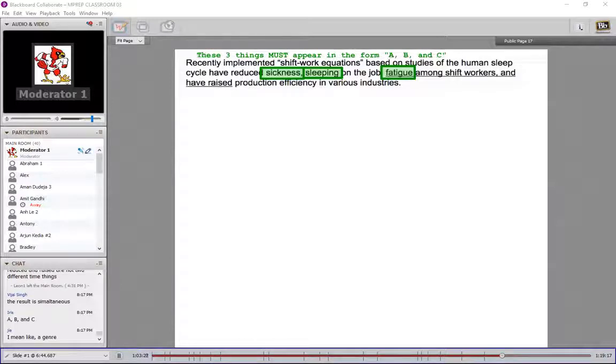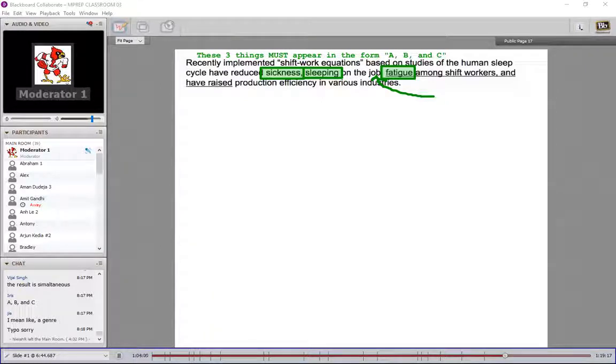These have to be in this form. They have to be A, B, and C. So that means that it has to say sickness, sleeping on the job, and fatigue. It doesn't matter that the word "and" is not here right now. It has to be there. If it's not there, this is incorrect.